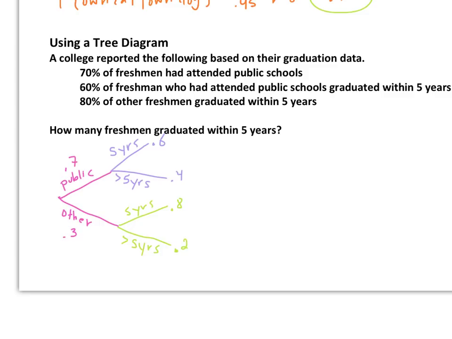Now we want to know how many freshmen graduated within 5 years? Well, we've got two different categories of this here, because we have kids who went to public school and graduated within 5 years, and then we have kids who went to other types of schooling for high school and graduated within 5 years here. So we need to find both of these probabilities, and we need to combine them.